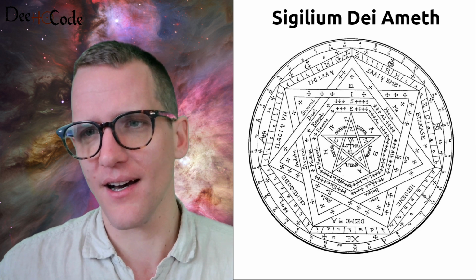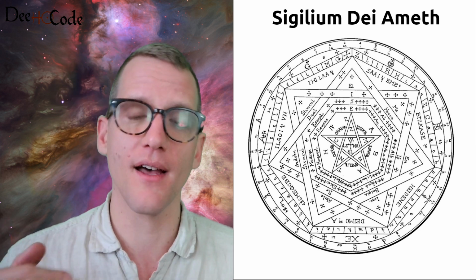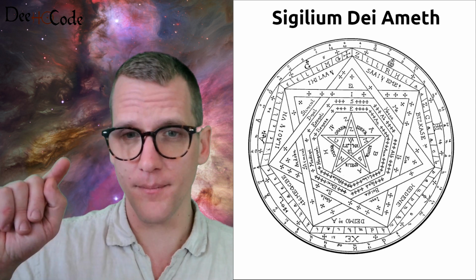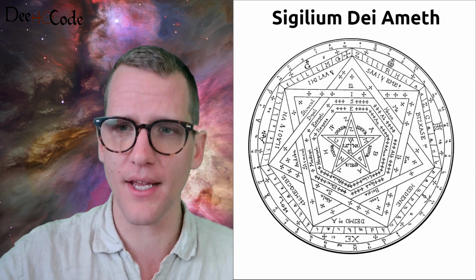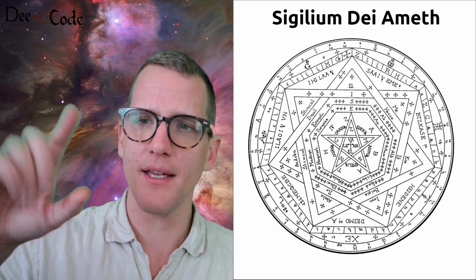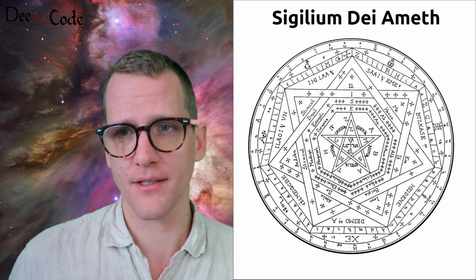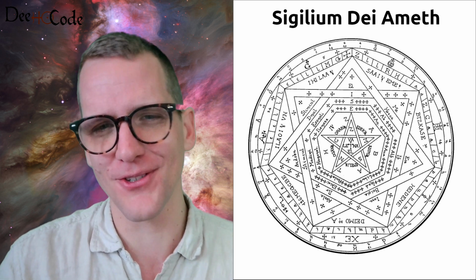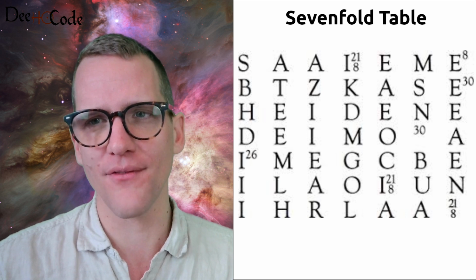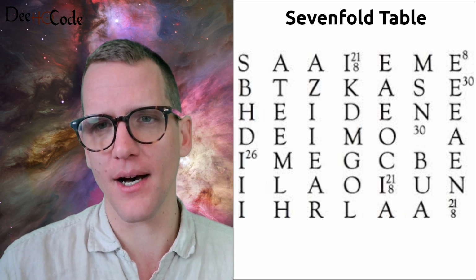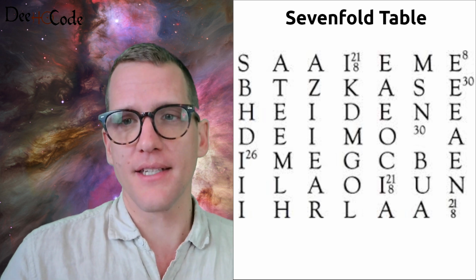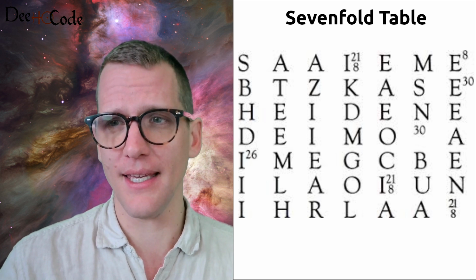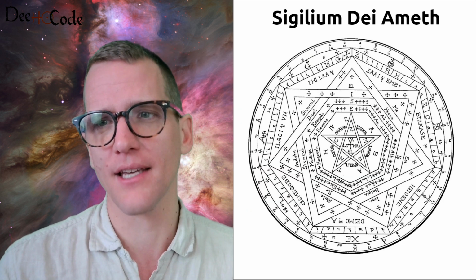Same thing with the other strange letters underneath the heptagon. Those produce another table, which then produces the angel names within the interior 7-pointed star, and then in turn further down. So it's really complex, it's really rich. I would invite you to explore that. This is an example of the Sevenfold Table that's taken from the Sigillum Dei Aemeth. We have the SAAI with a 21 and an 8 next to it, E with an 8. You go back, you can see those here.